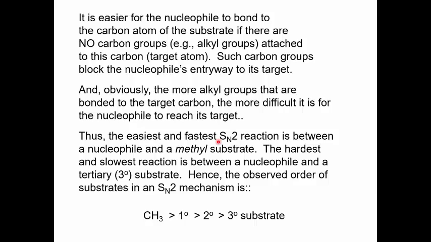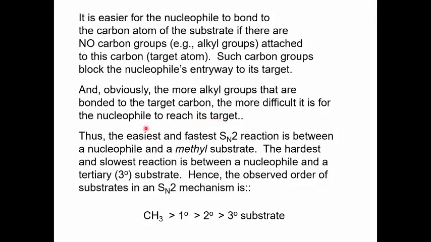Now, how hard or easy the SN2 reaction is, it's a matter of how easily the nucleophile can form a bond to the electrophilic carbon. How easy the nucleophile can access that electrophilic carbon. It's easiest for the nucleophile to bond to the carbon if there are no carbon groups, that is, alkyl groups attached to that carbon, our target atom. Such carbon groups block the nucleophile's entryway to its target. Obviously, the more alkyl groups there are bonded to the target carbon, the more difficult it is for the nucleophile to reach its target.